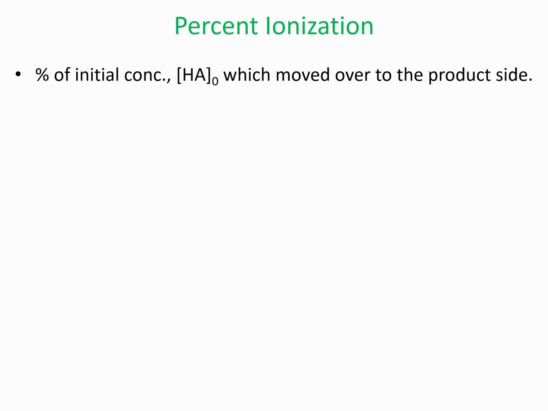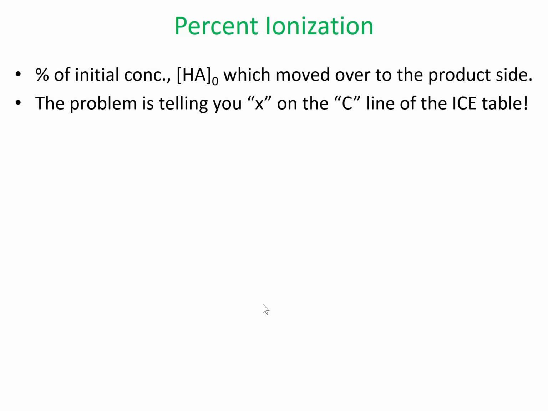So percent ionization is, if we come up with our concept of percentages, a portion out of a total. So percent ionization means the percent of the initial amount that went over to the product side to become ions. So that's the ionized side, the product side. So it's the fraction of the initial amount that went over to the ion side. So it's exactly what it says it is, percent ionization. So another way to say it is they're actually giving you X on the C line of the ICE table.